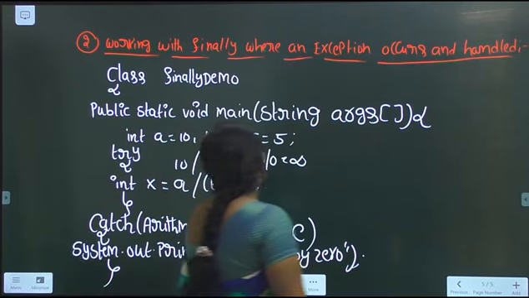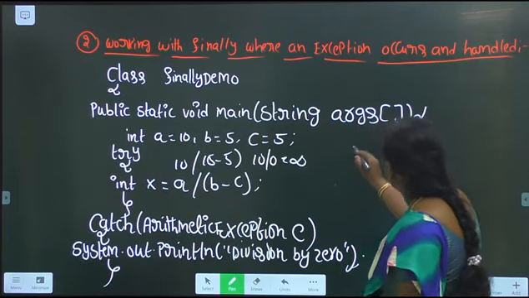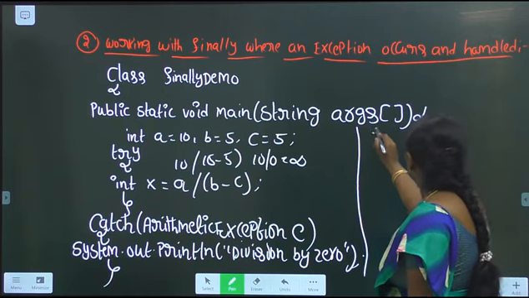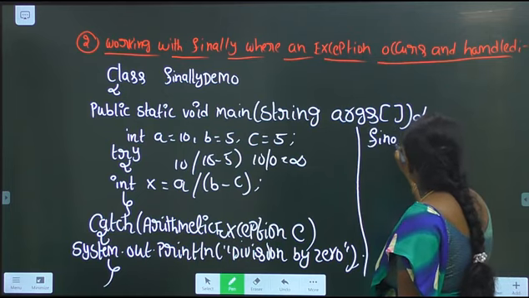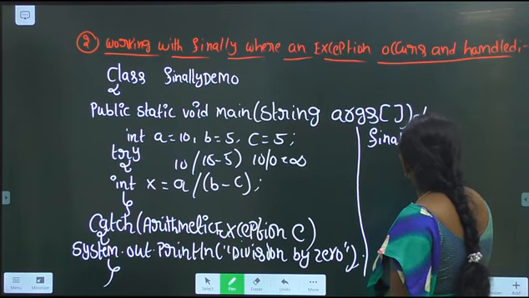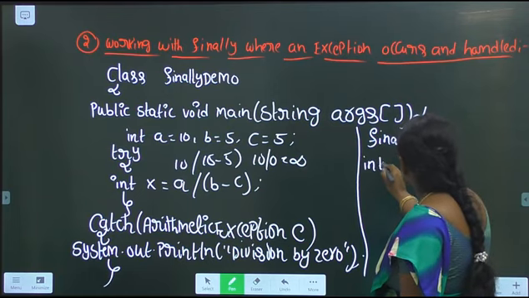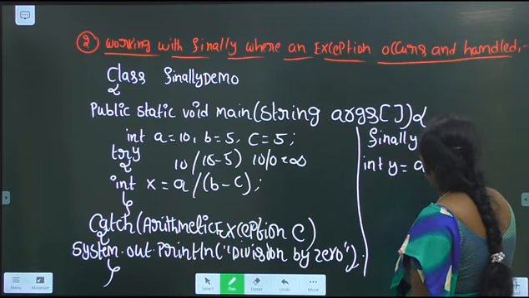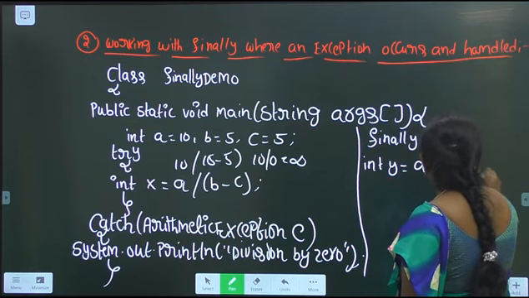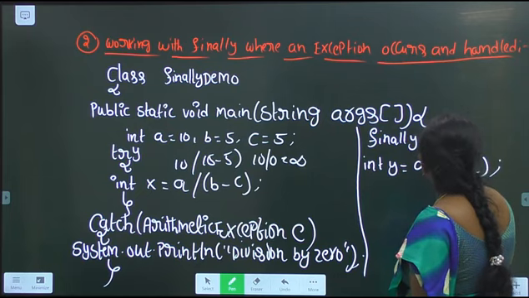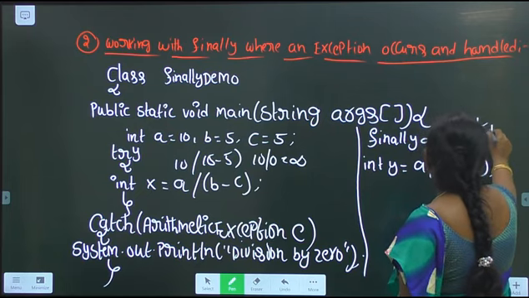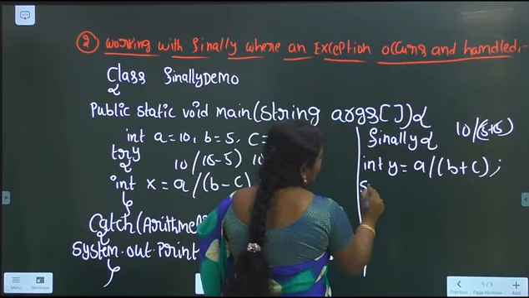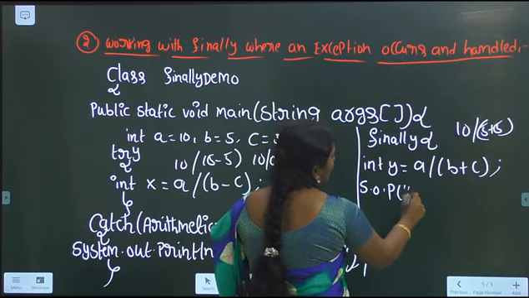After that, here I am writing the finally block. Finally, int y equal to a by b plus c. Here a equal to 10 by 5 plus 5, 10 by 10 equal to 1. Here I am writing one more SOP statement: end of the program.